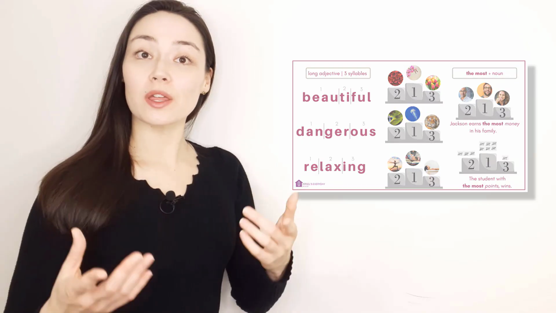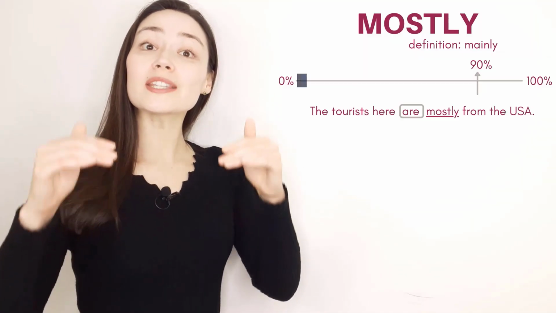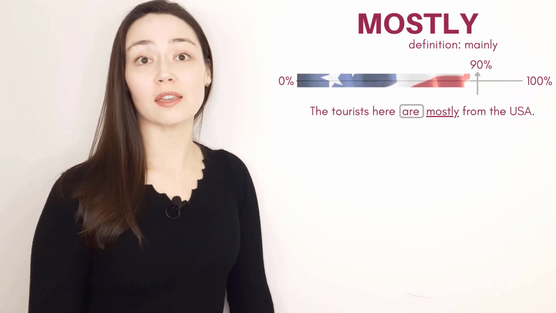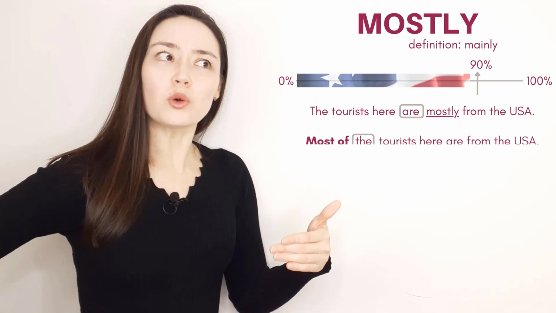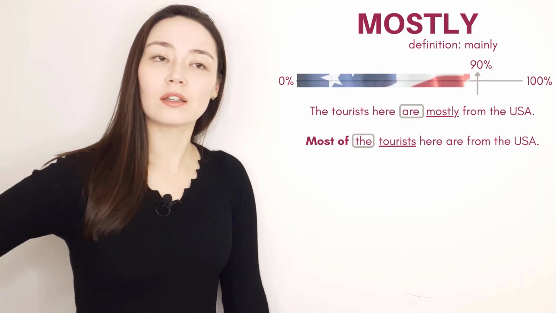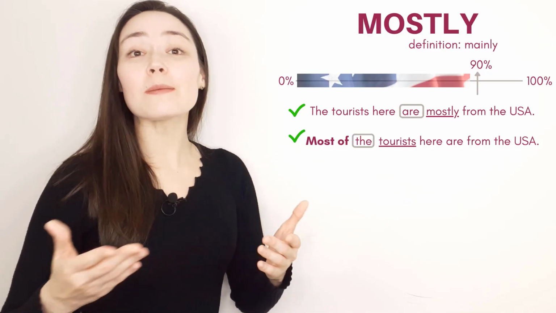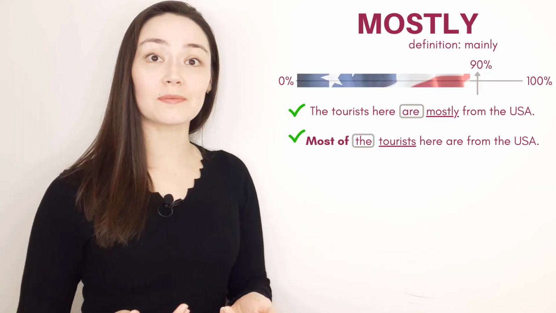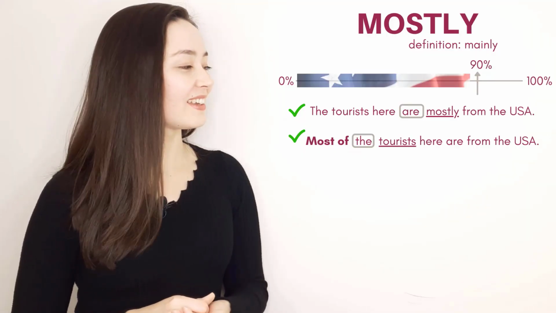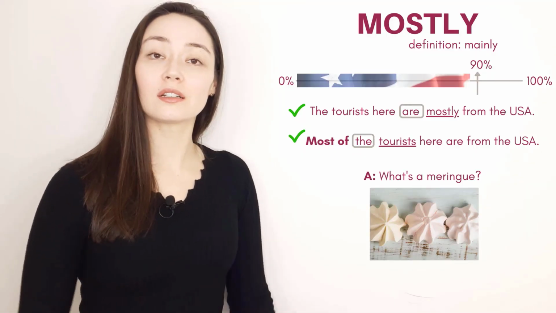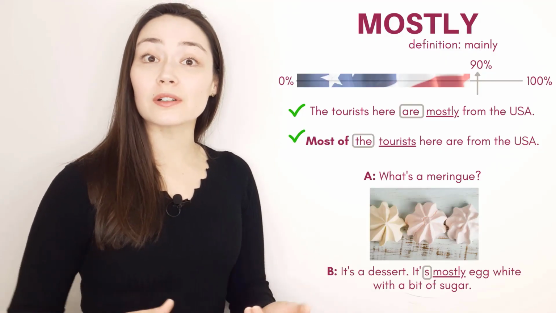Okay, let's keep going with mostly. Mostly means mainly. The tourists here are mostly from the USA. Can't I just say most of the tourists here are from the USA? Yeah, you can. These structures mean the same thing, they're just different grammatically. And if you want that advanced level, you need variety. What's a meringue? It's a dessert. It's mostly egg white with a bit of sugar.